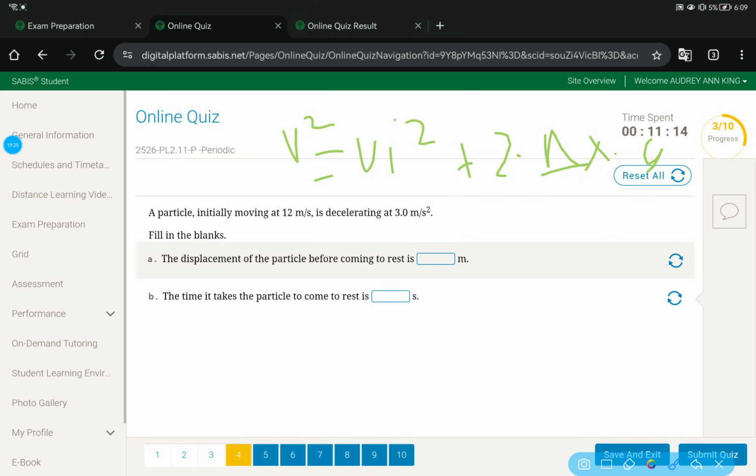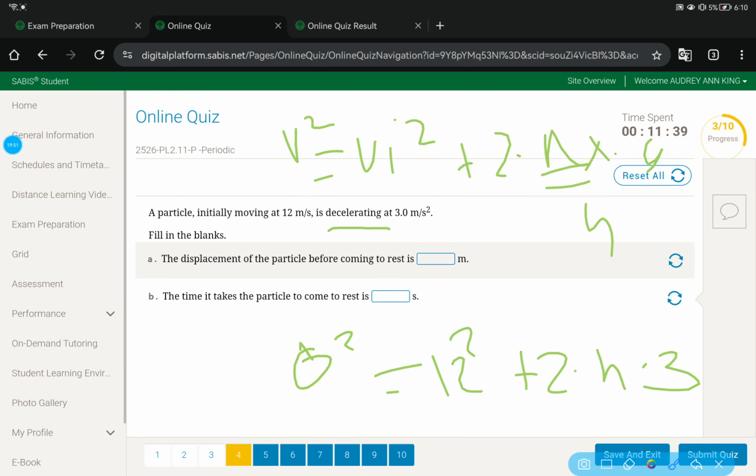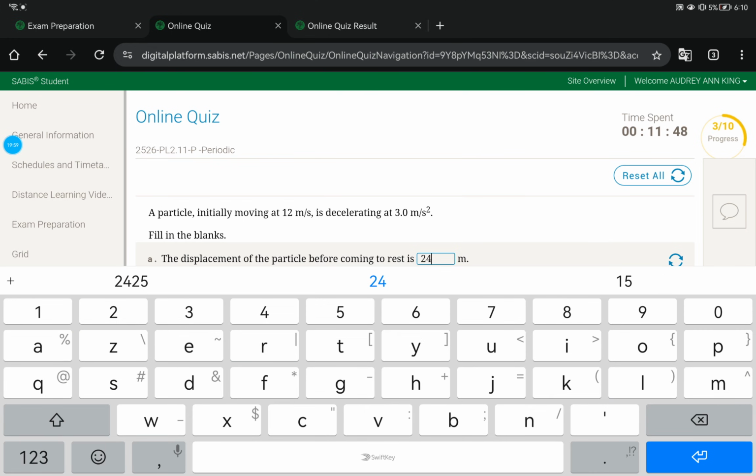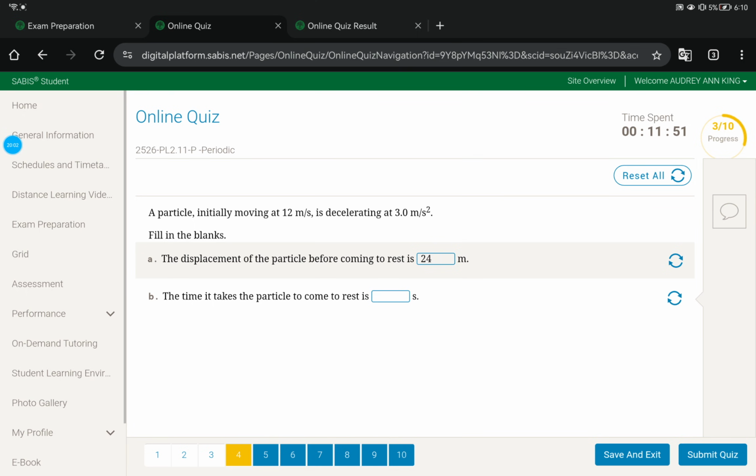So we'll just replace and solve. We get 0 because it's decelerating, so we're going to end at 0. So 0 squared is literally just 0. 12 squared plus 2 times, we're going to call this h, so times h times acceleration, which is 3. After solving, we should get 24. The time it takes the particle to come to rest is blank.